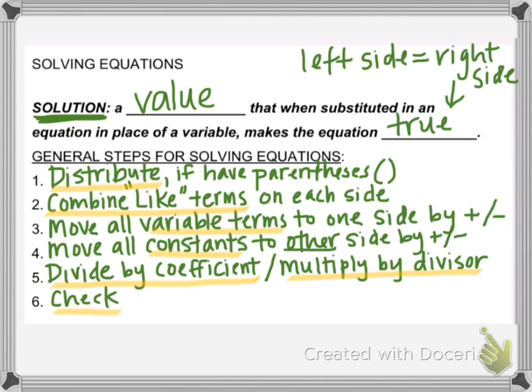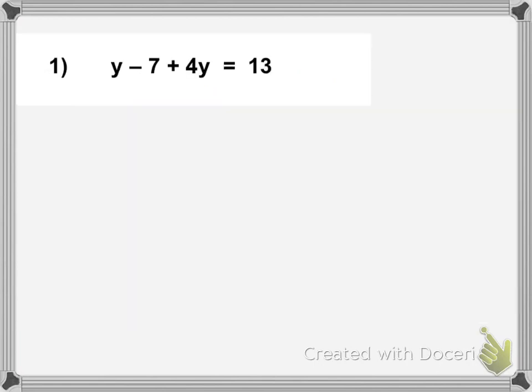Now, before we go into the new examples for today, I'd like for you to remember these 6 steps. These should be on your previous sets of notes, but they're also here if you'd like to write them down again. The step that we will not be doing today is step 3. So that will be for our notes next time. But we are going to be distributing when we have parentheses and combining like terms on each side. So those will be some new steps.